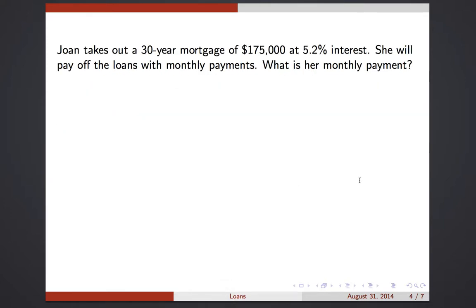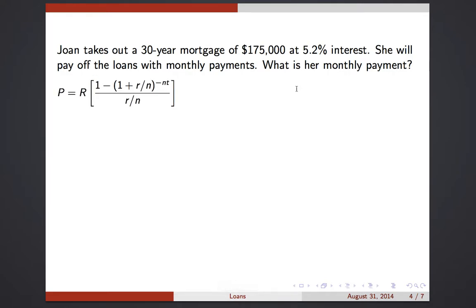So speaking of certain kinds of questions, here's one. Joan takes out a 30-year mortgage of 175 grand, and the APR is 5.2%. She's going to pay off the loan with monthly payments. So what is that payment? And by the way, if you're not comfortable with the term mortgage, for our purposes that simply means a house loan. So she's taking out a 30-year loan to pay for a house. Let's figure out what her payment is.